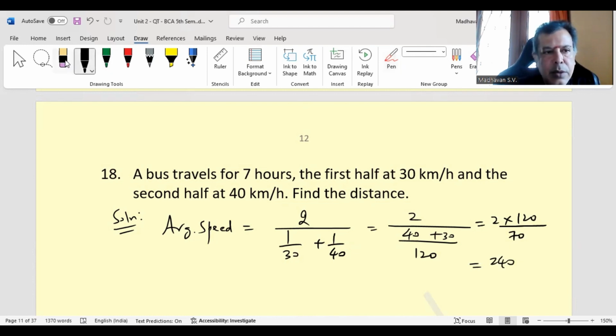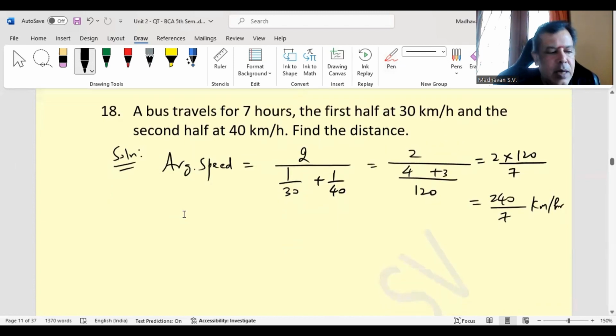Not 70. I should have written here 120. When I take this, it will be 4, this will be 3, this will be 7 only. Sorry. If I would have taken 1200, then 40 and 30. Here I took 120, so it is 4 and 3. 240 divided by 7 kilometer per hour.